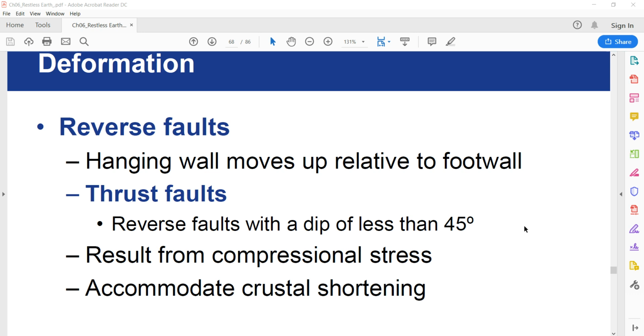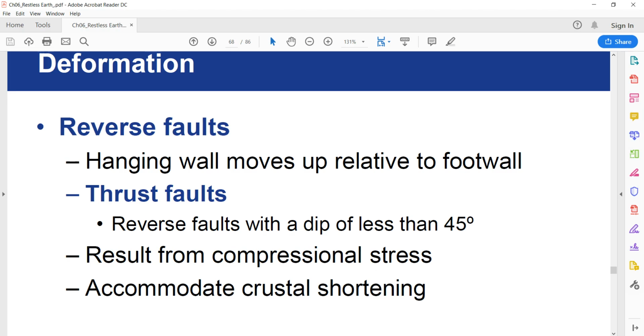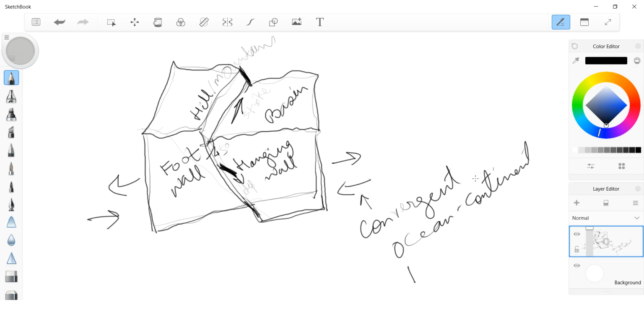So a reverse fault is when the hanging wall is actually moving upwards instead of coming downward, which is the case in a normal fault. And when this angle of the dip, the inclination of the fault plane, is very small, like the hanging wall is almost riding over the foot wall, then it will be called a thrust fault. And that is the case in a convergent boundary, like I was talking about with ocean and continents, where you have a subduction zone.